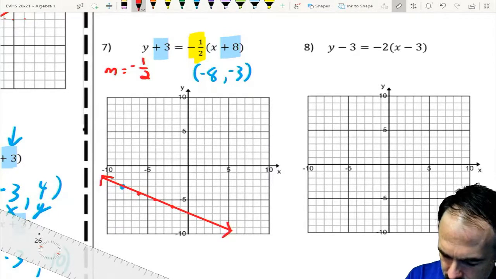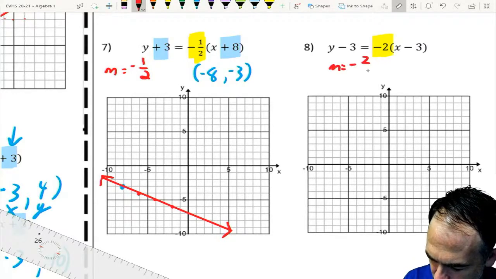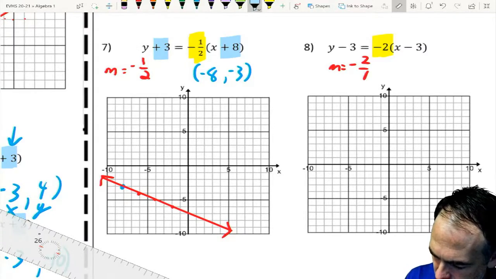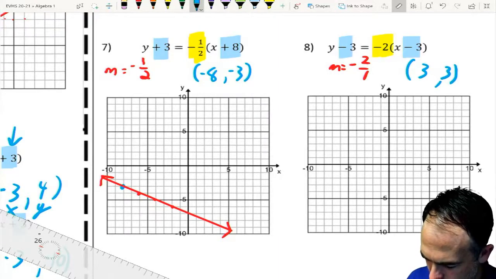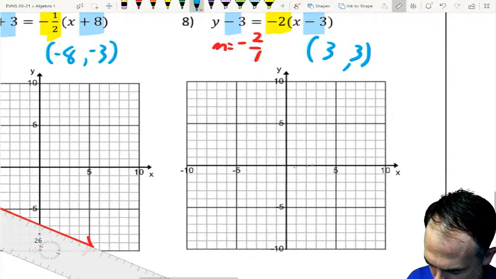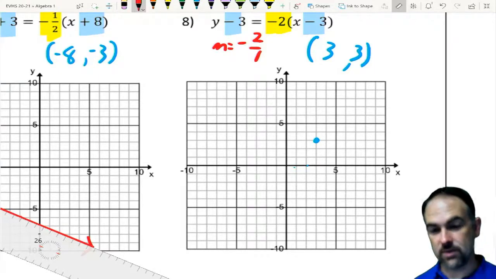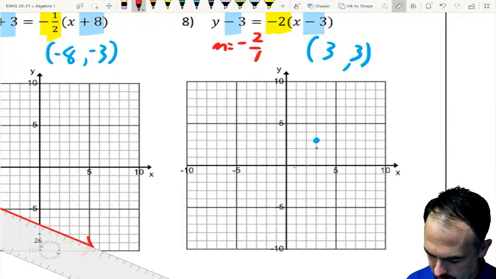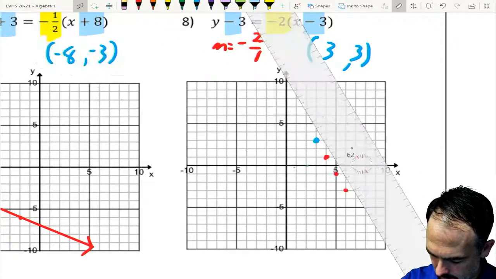All right, last one. Same song, different verse. Slope is -2, which remember we write as -2/1. Our point is going to be, switch those signs. Looks like they're both positive. So we got +3, +3. So over on my graph, I go to 1, 2, 3, 1, 2, 3 right there. Then I start applying my slope. Again, it's negative, so it's going to fall from left to right. So we're going down 2, run 1. Down 2, run 1. And now plot the line.